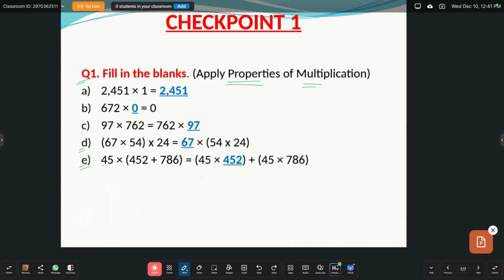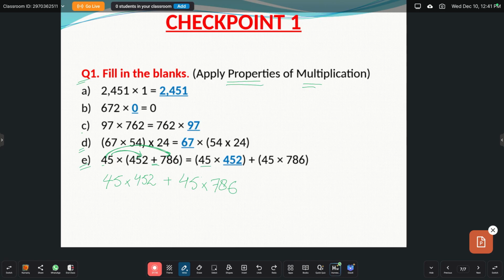I will first multiply this 45 with this number. So I will write 45 into 452. Then I write this plus sign. And then I will multiply this 45 by my second addend. What is the second addend? It is 786. Okay. Now just look towards this on the right side.